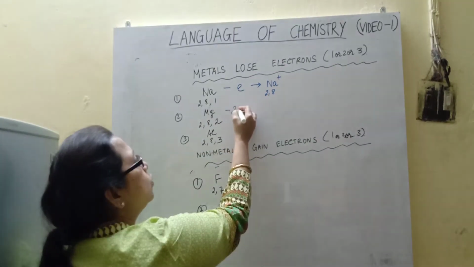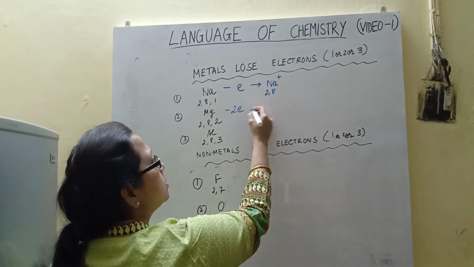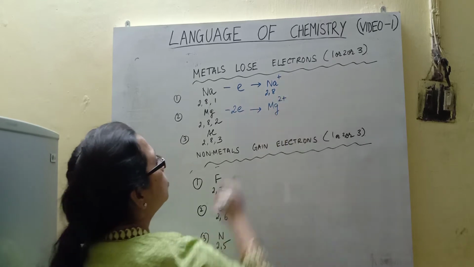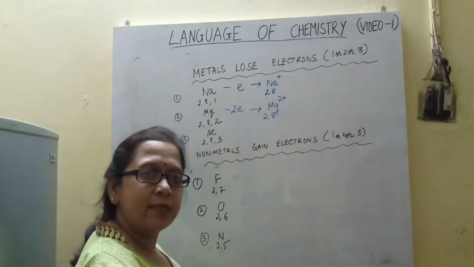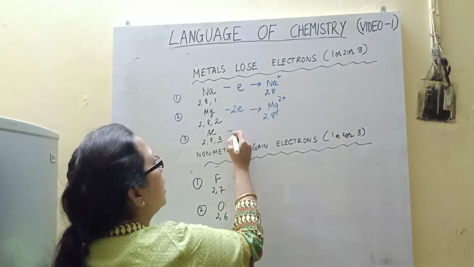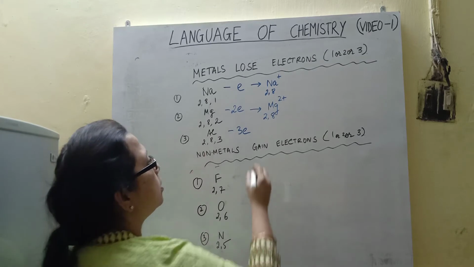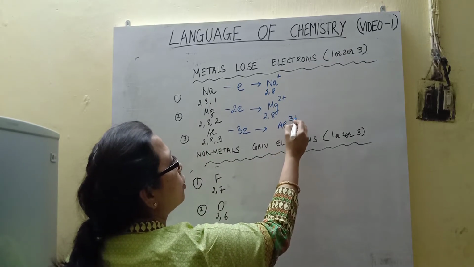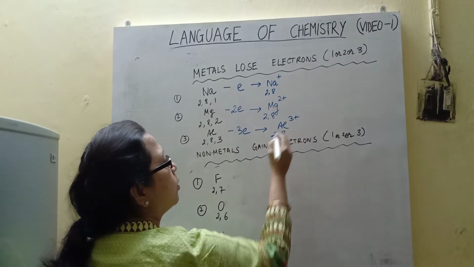Magnesium loses 2 electrons. After losing 2 electrons, it gets a charge of +2, and here also it attains an octet. Aluminium loses 3 electrons. After losing 3 electrons, it attains a charge of 3+, and here also it attains an octet.